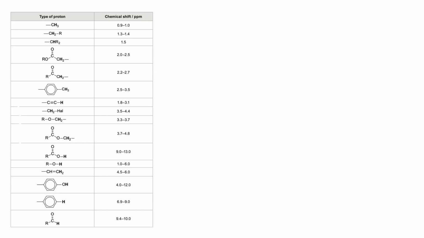In this video, I want to do a quick walkthrough and breakdown on how to use the Proton NMR data table specific to IB chemistry and the IB chemistry data booklet. So just starting off here, I have all of the Proton NMR data and their chemical shifts with different functional groups listed here. So this is what's given in the data booklet.